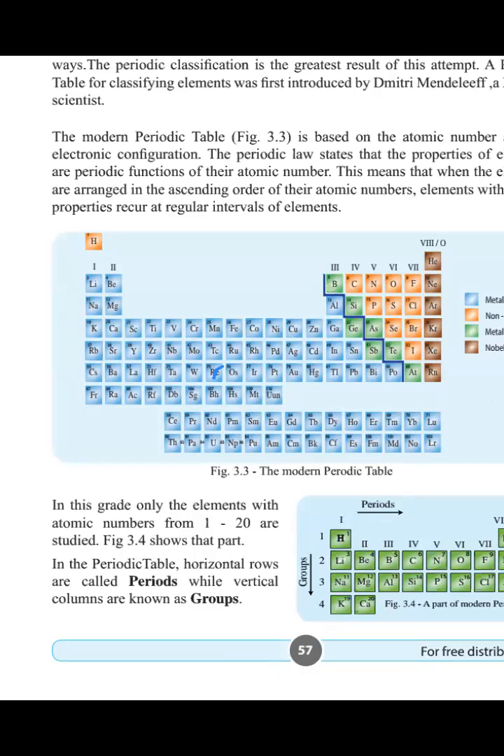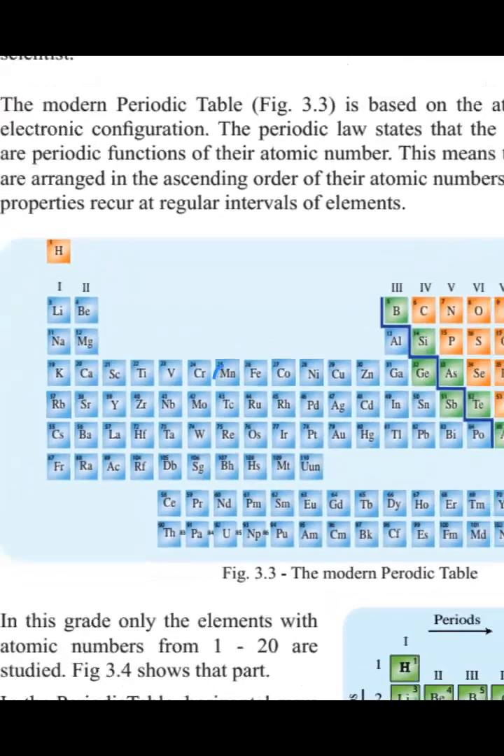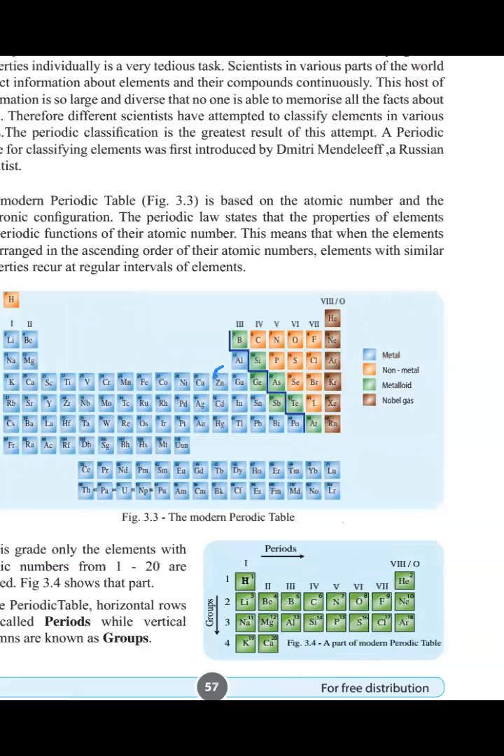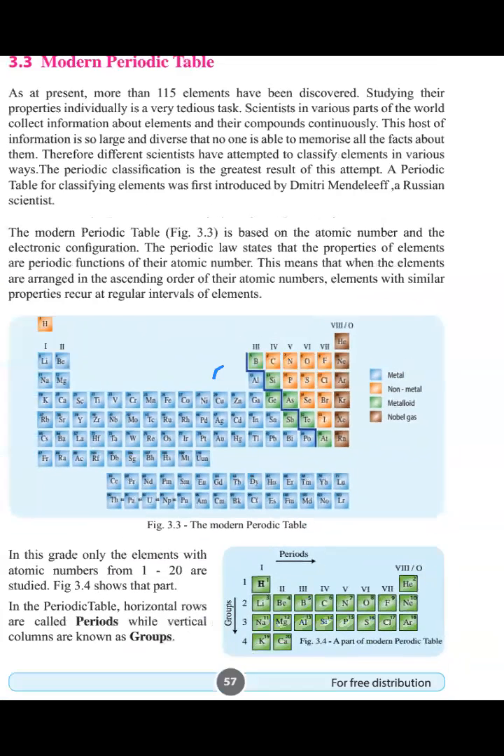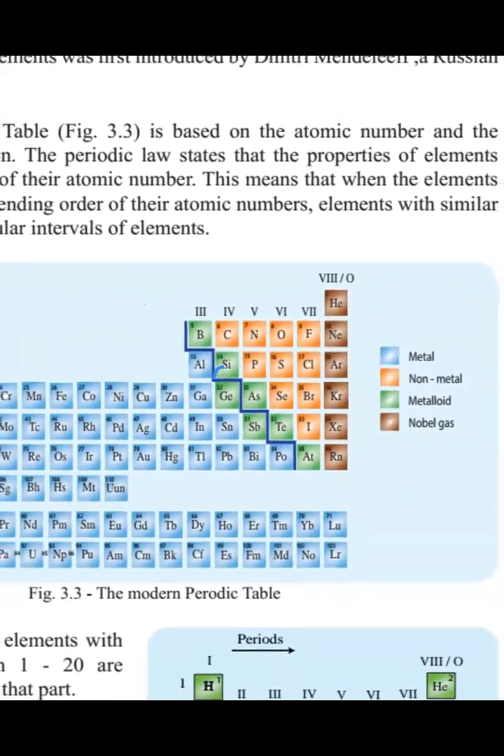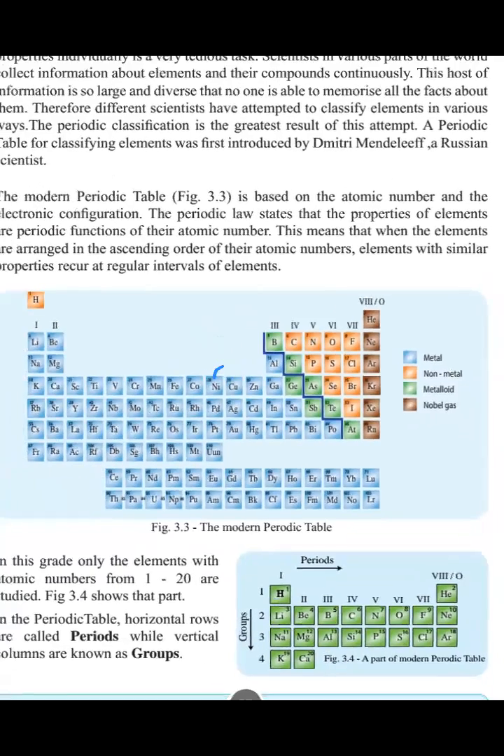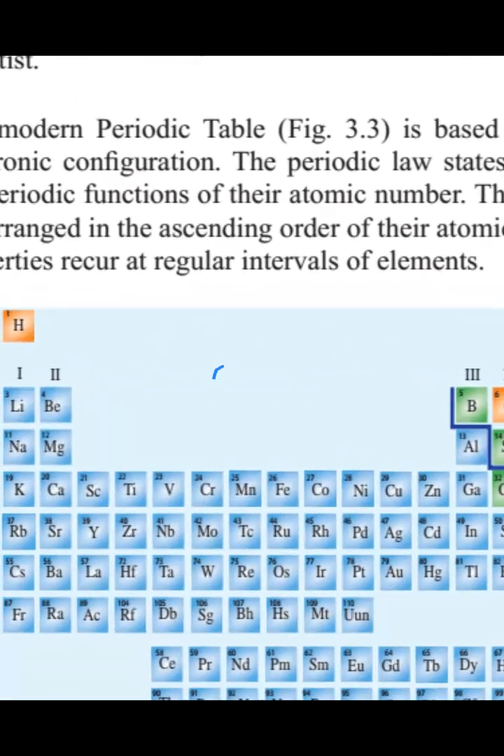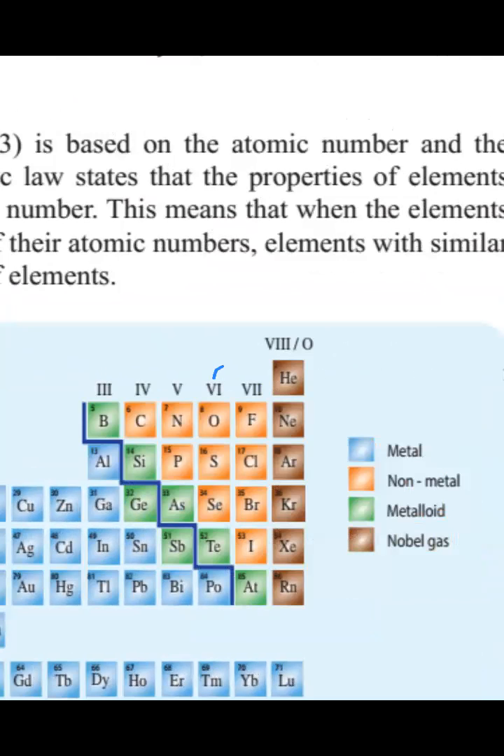For your level, actually for GCO level, only elements 1 to 20 are studied. Therefore, this detailed periodic table is not required. It is difficult to remember. But it's better that you can see the metals, non-metals, metalloids and noble gases. And you can see the groups and periods here: group 1, group 2, group 3, 4, 5, 6, 7, 8 or 0.